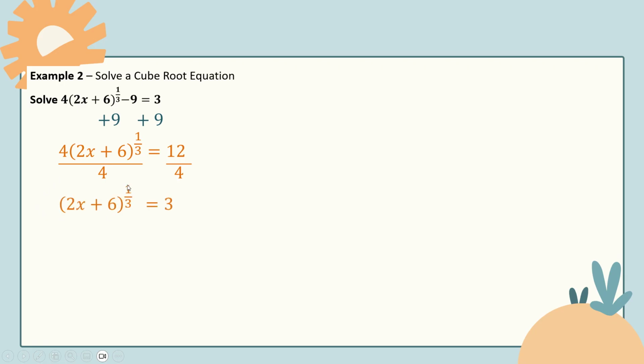And then the inverse operation of 1/3 power would be the third power. So notice that these are reciprocal powers, 1/3 and 3, so those will cancel each other out. When you take a power to a power, you multiply the exponent, so 1/3 times 3 gives us 1. And then to simplify that, we would subtract 6 from both sides and then divide by 2.